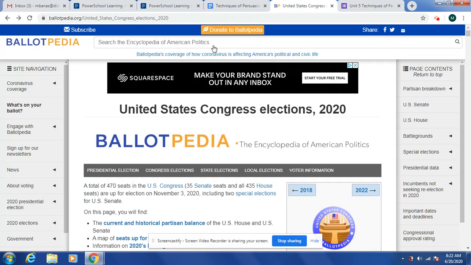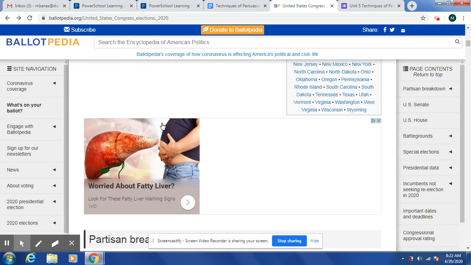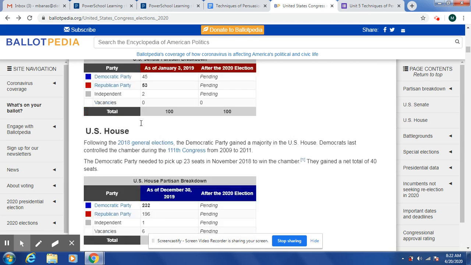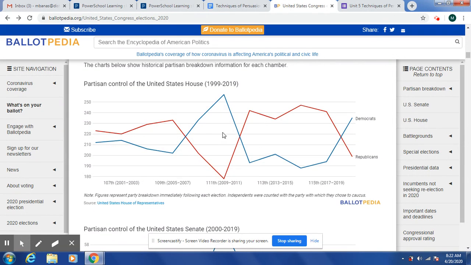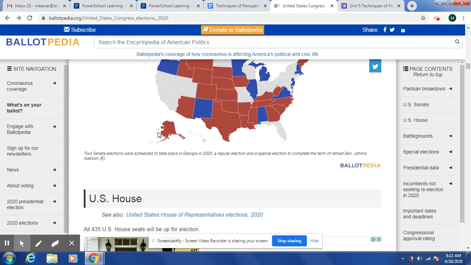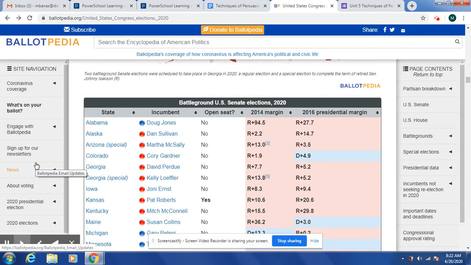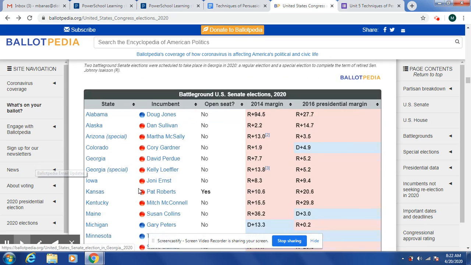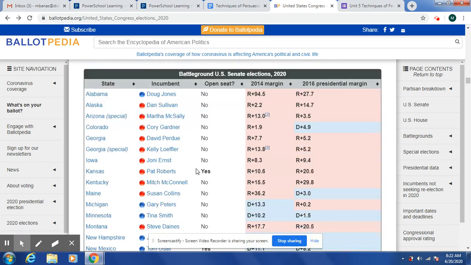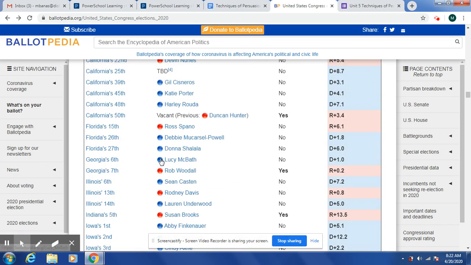So I found a really good site, Ballotpedia. I know about it. It's really good, and it's about the congressional elections 2020. It goes through all the elections and the Senate, the House, historical party control, and so forth. So you're like, hey, I don't know any candidates. Well, I told you Trump and Biden, so there's two right out of the way. And here's the U.S. House.